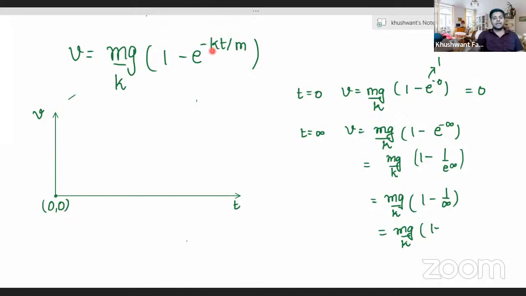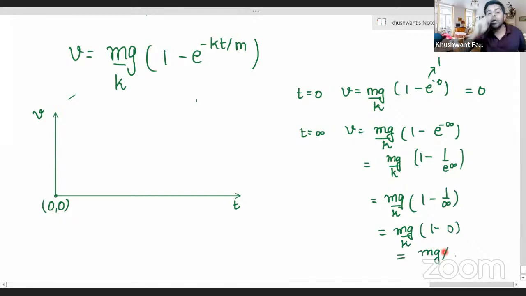Makesh. Yes. Over to you, Makesh. Zero, sir. 0. Okay. So what will be the final answer for velocity? mg by k, sir. This will be called terminal velocity. Velocity in such cases wherever resistive forces depend on velocity only. In such cases, after some time, the system attains a constant velocity.